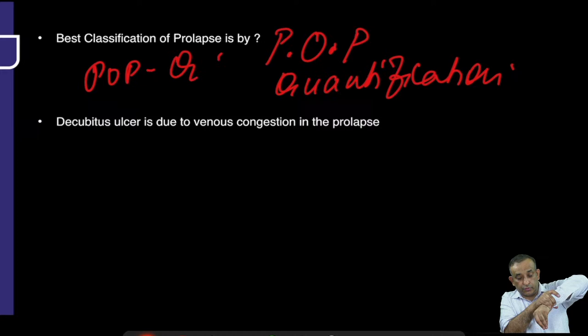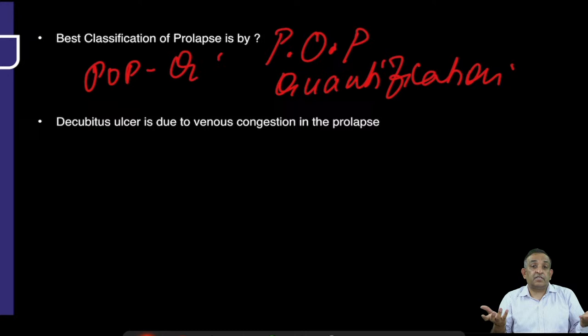So venous congestion is deoxygenated blood. So small ulcers, you know, when the uterus rubs on the undergarment of this woman, or on the chair which she's sitting on, she may have some small erosions, and they will not heal because the blood is deoxygenated, or venous blood. So venous blood will not support healing.